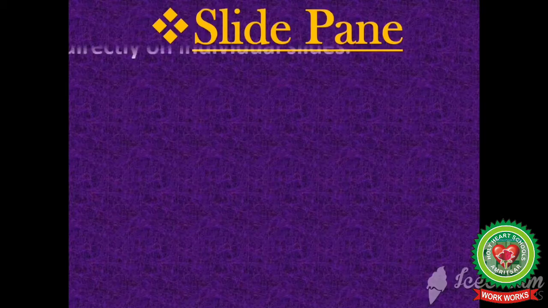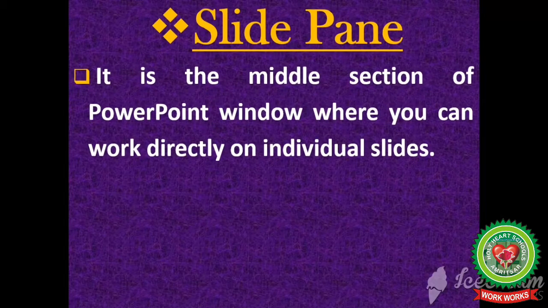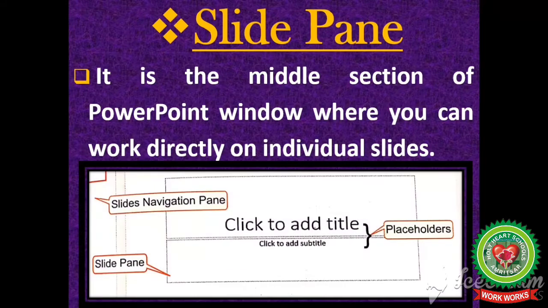The next component on page number 60 is slide pane. It is the middle section of PowerPoint window where you can work directly on individual slides. You can see in this figure, this white space is known as a slide. Every slide is having two placeholders to type text for the title and subtitle.